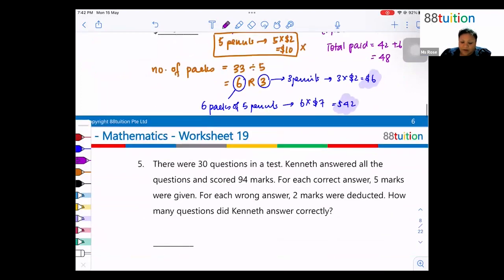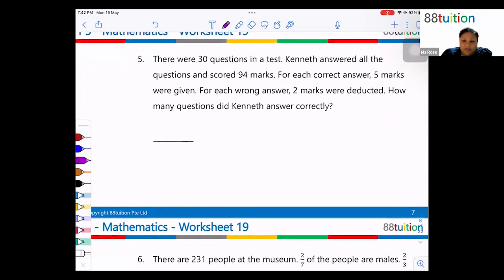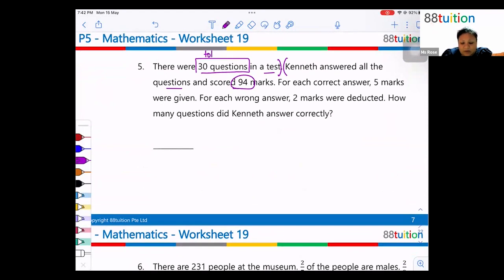All right. Okay, question number 5. There were 30 questions in a test, and Kenneth answered all the questions and scored 94 marks. So this 30 questions will be your total quantity. The 94 marks refers to your total value. And for each correct answer, you get 5 marks. And for each wrong answer, deduct 2 marks.